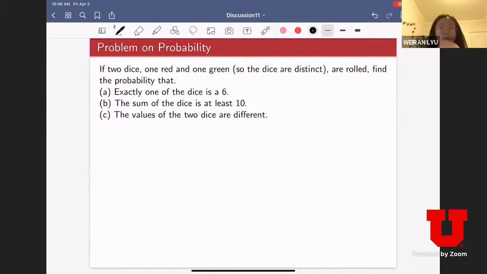All right, guys, so it's time. Let's get started. Today we're going to do some problems on combinatorics and probability.